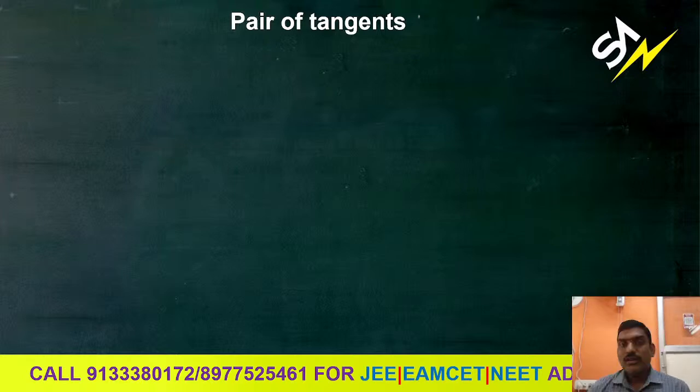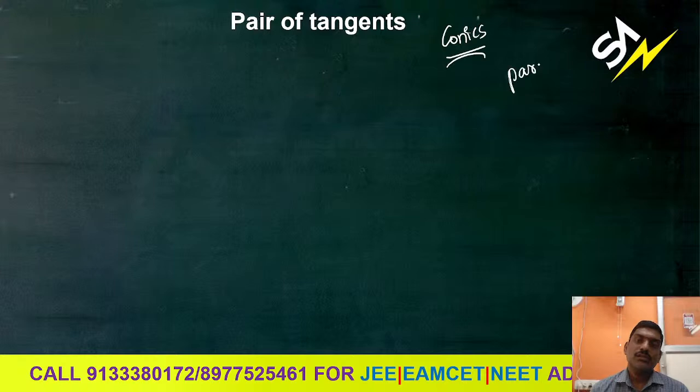Next topic is pair of tangents. Next, the equation of the common chord, the chord of contact, and the next one is when the midpoint is given, what is the equation of the chord. These three are the same for all the conics. Already we have discussed them for parabola, and we also discussed them for ellipse. Now we are discussing them for hyperbola.